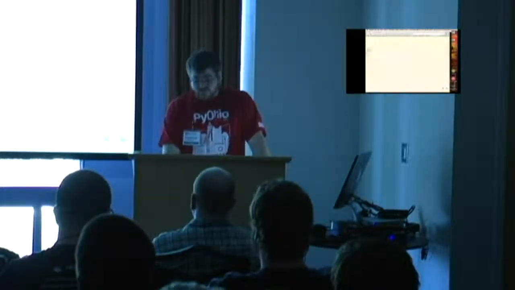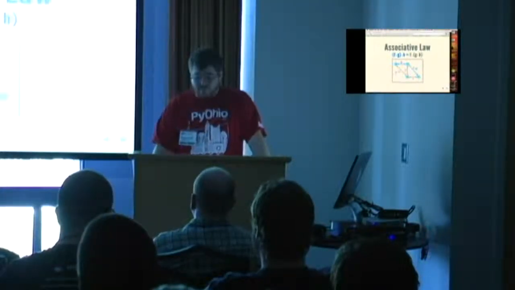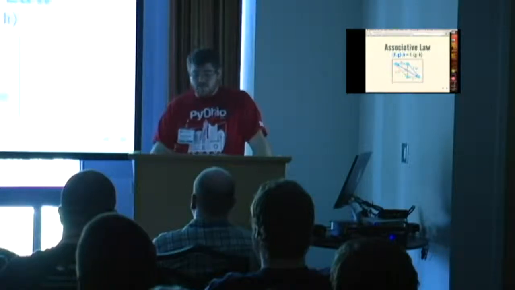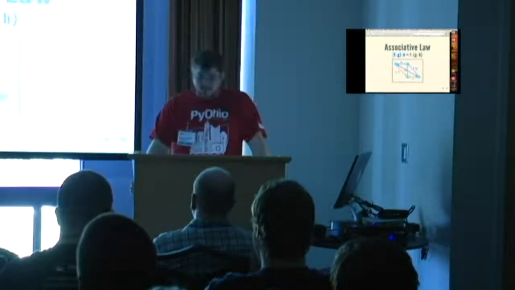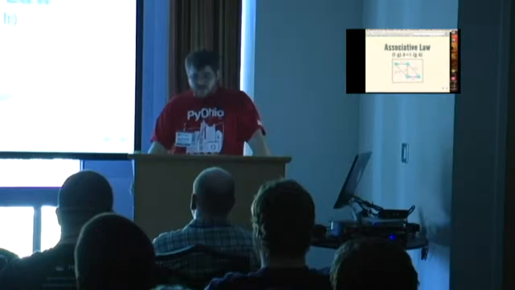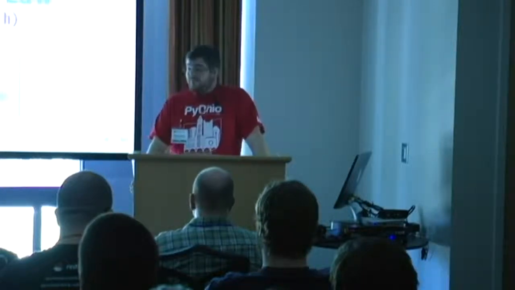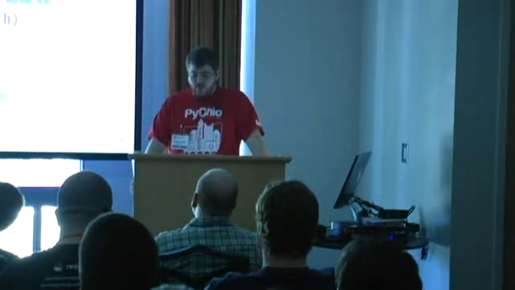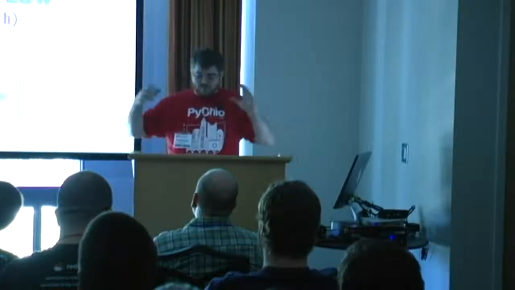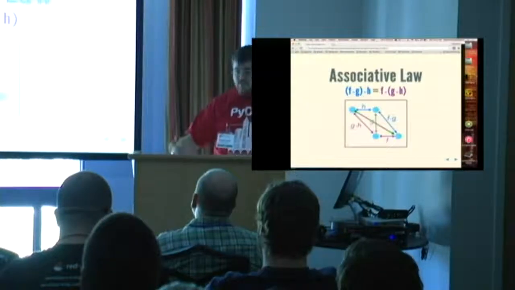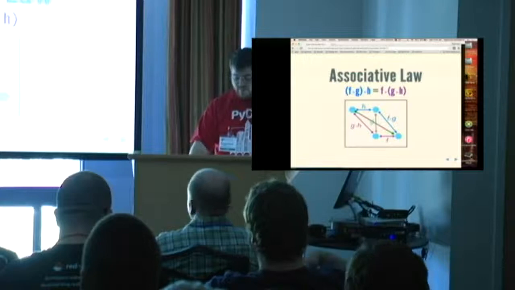If I compose F of G with H, then I end up with F of G composed with H. If I end up with F over here and G of H over there, then I end up with the same composition, F of G of H. They are the same, even though they're split up differently, because associations map directly.